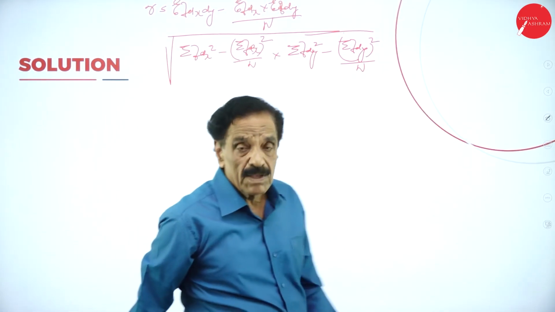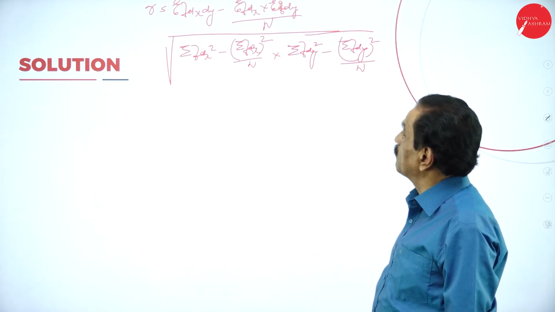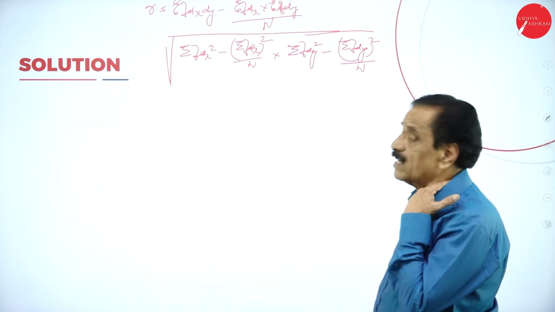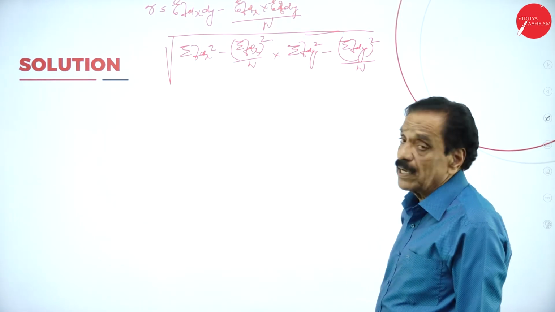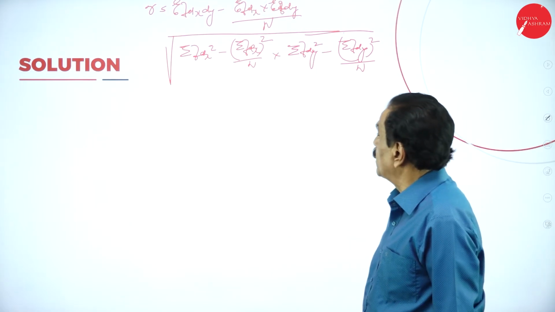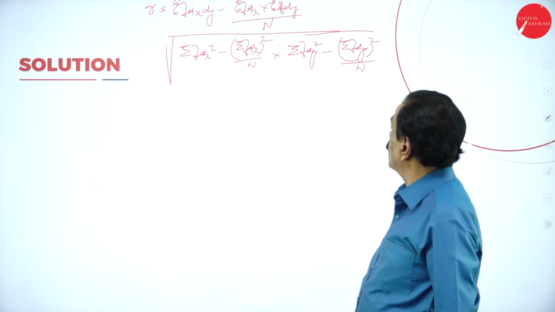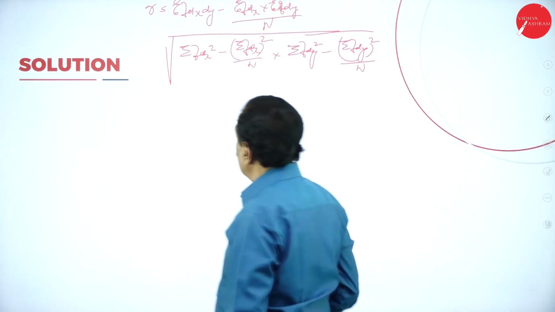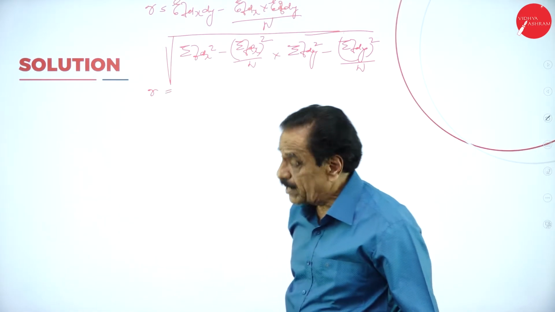What's your formula? Sigma f dx dy minus sigma f dx into sigma f dy divided by n, divided by root of sigma f dx square minus sigma f dx whole square divided by n, into sigma f dy square minus sigma f dy whole square divided by n.